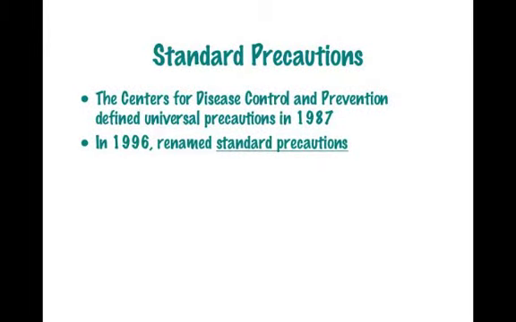The Centers for Disease Control and Prevention defined universal precautions in 1987 as a set of guidelines designed to protect healthcare practitioners from transmission of blood-borne pathogens, particularly human immunodeficiency virus, HIV, also hepatitis B and other blood-borne pathogens such as hepatitis C. In 1996, the concept was renamed Standard Precautions and expanded to include other infectious agents, including droplet precautions for influenza, airborne isolation for pulmonary tuberculosis, and contact isolation for methicillin-resistant Staphylococcus aureus.